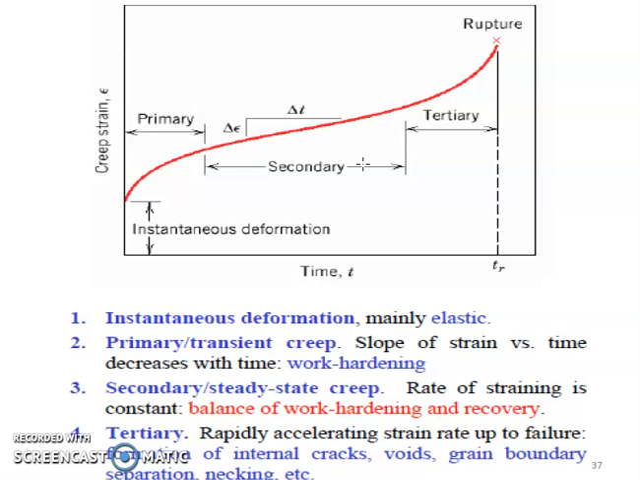and work hardening. What is work hardening? When you apply the load and then release it, work takes place, and based on that work, the material is hardened. That is called work hardening. The second stage is where the rate of straining is a balance of work hardening and recovery.